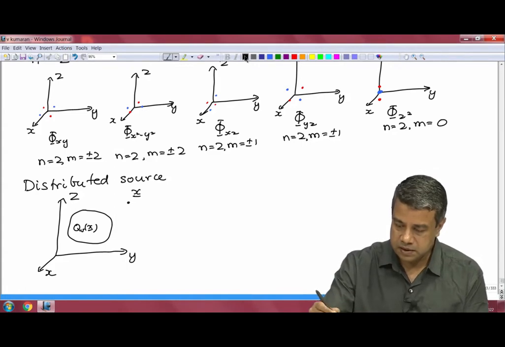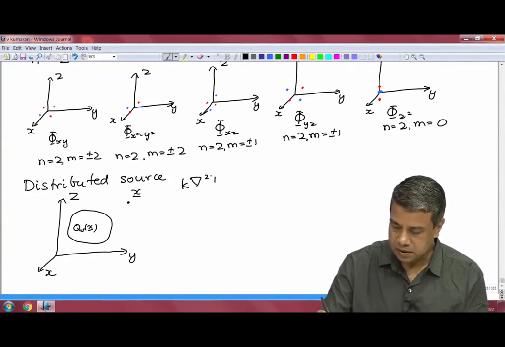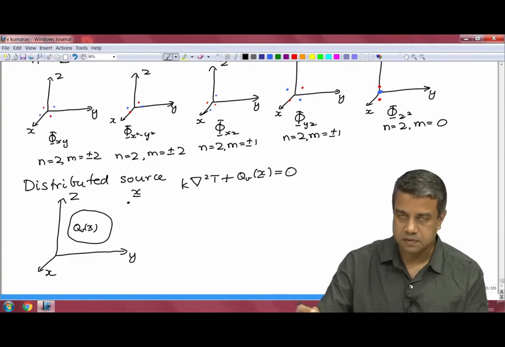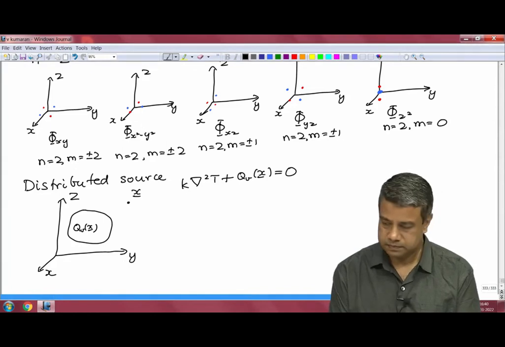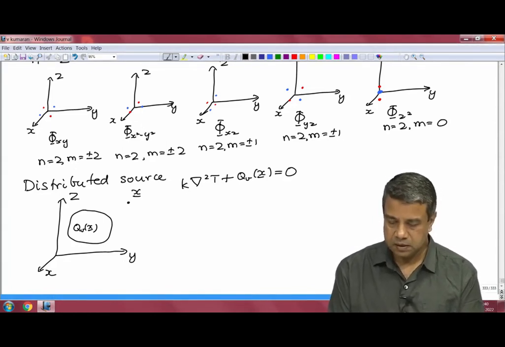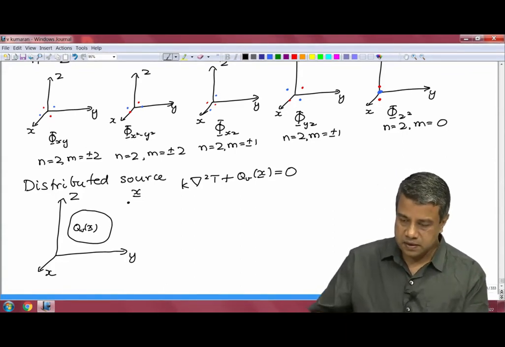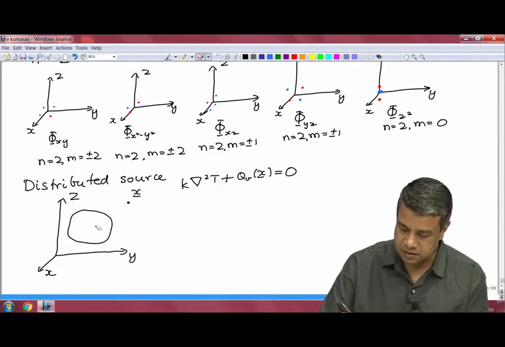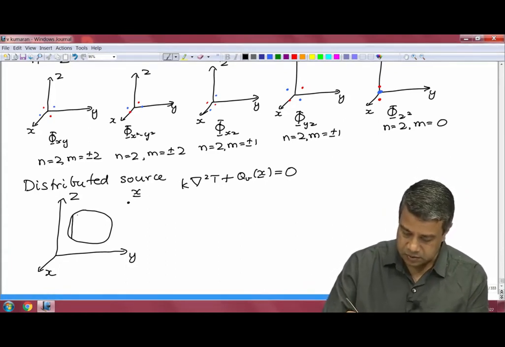The heat conduction equation in this case is K del square T plus QV, which could be a function of x, equal to 0. K del square T plus QV of x is equal to 0. How do I solve this? The easiest way to solve this is to consider the distributed source as a large number of point sources, and I will go through the calculation of that.